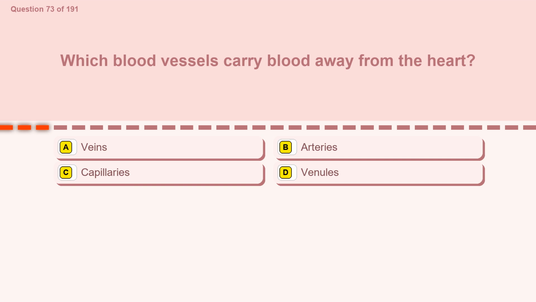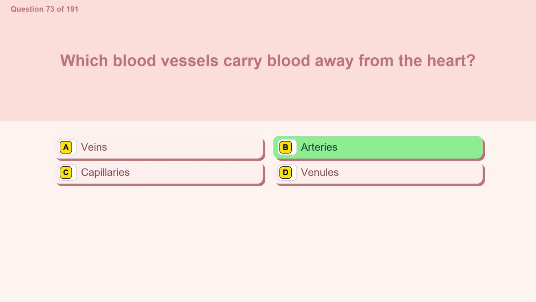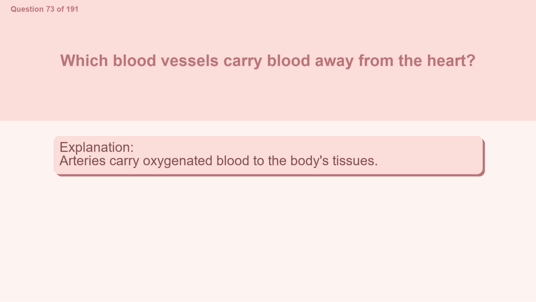Question 73. Which blood vessels carry blood away from the heart? Option A, veins. Option B, arteries. Option C, capillaries. Option D, venules. The correct answer is option B, arteries. Arteries carry oxygenated blood to the body's tissues.